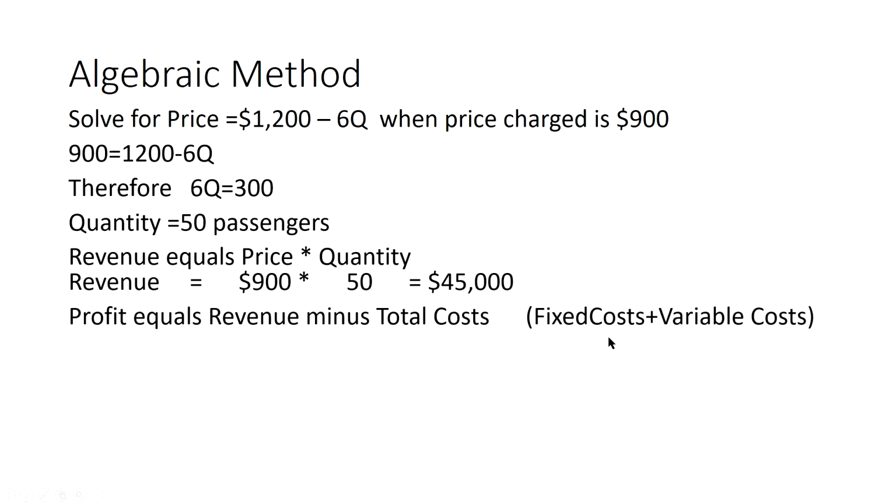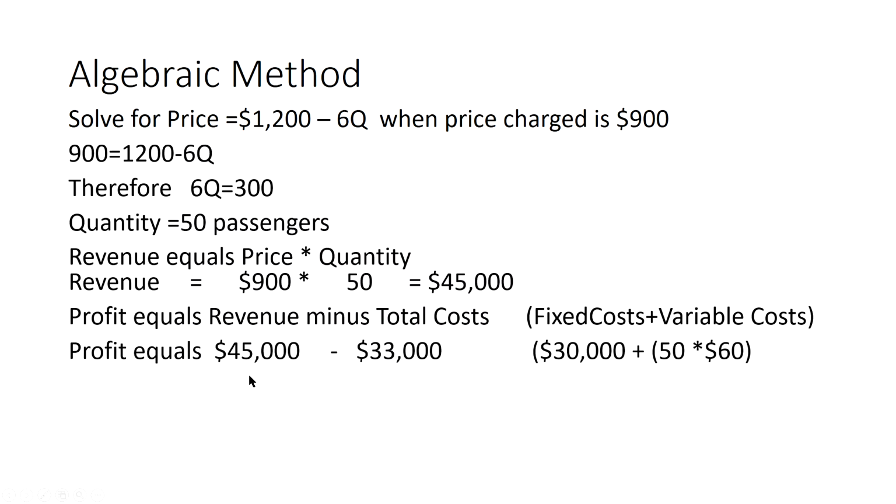When we now work in the fixed cost and variable cost, the profit, which results from revenue minus total cost, gives us a profit of, the equation is 45,000 minus 33,000. If you're wondering where the 33,000 comes from, that comes from our fixed cost of 30,000 and our variable cost of $3,000. That is, we have 50 passengers that each cost us $60 a piece to fly. They're paying $900. That's the price. Their cost to fly them is an extra $60 each.